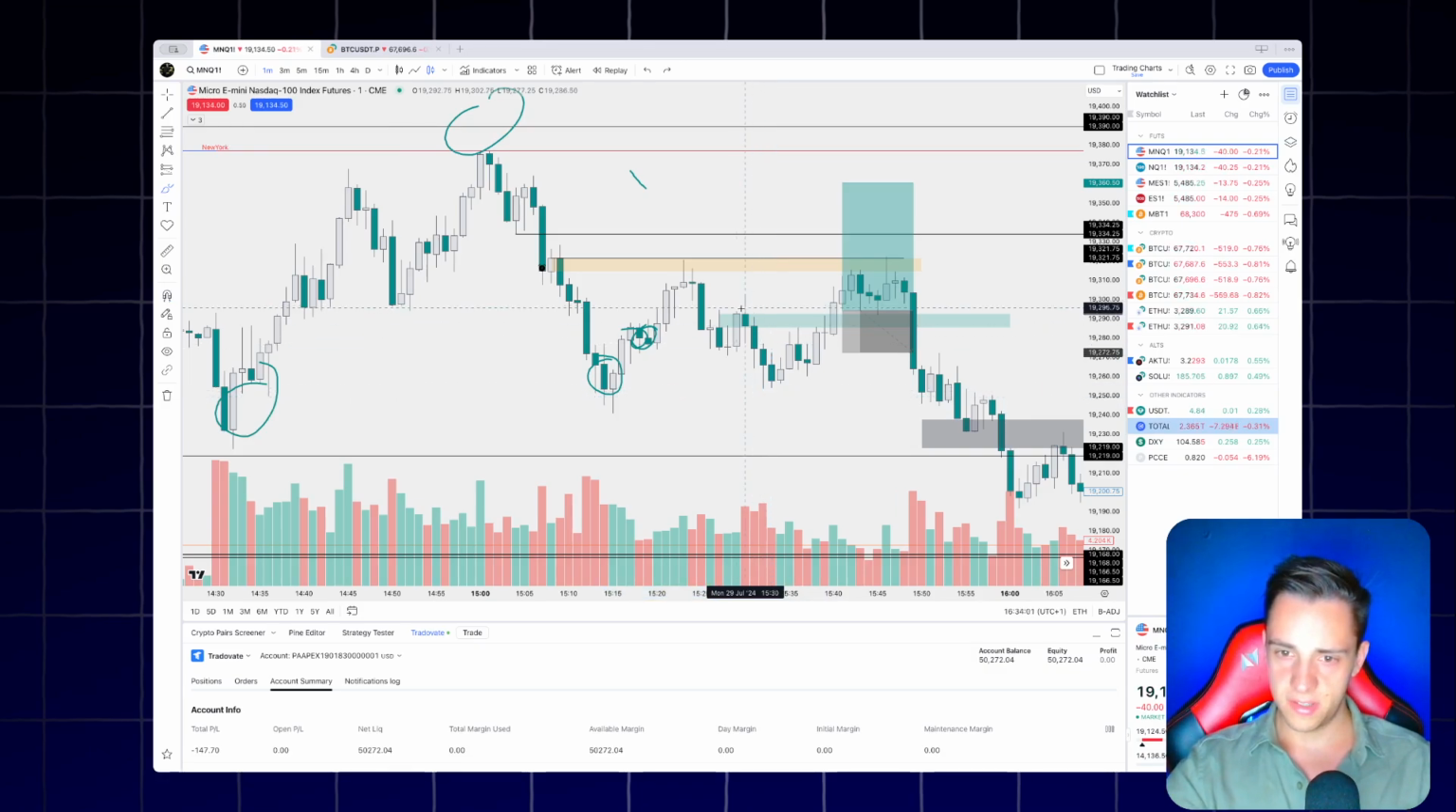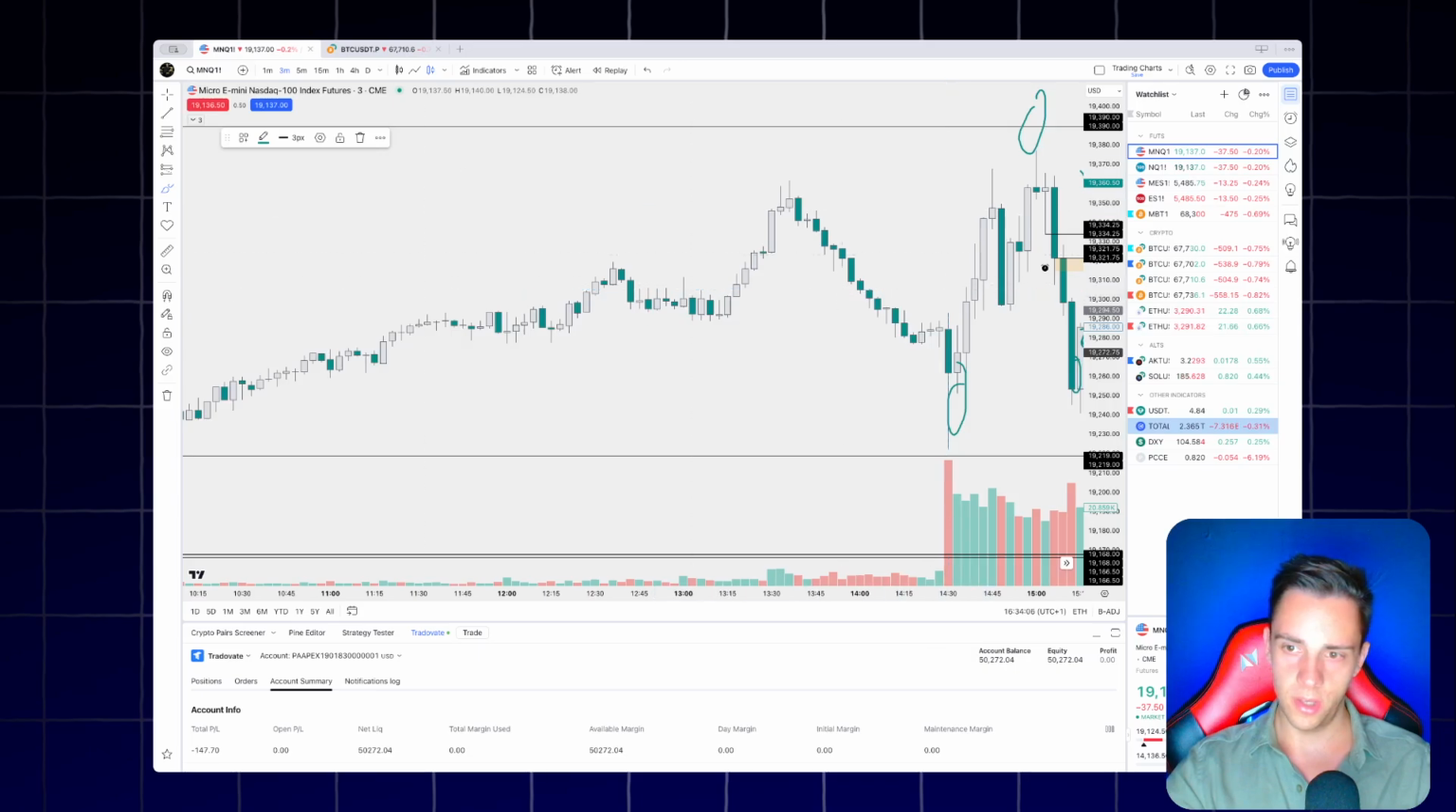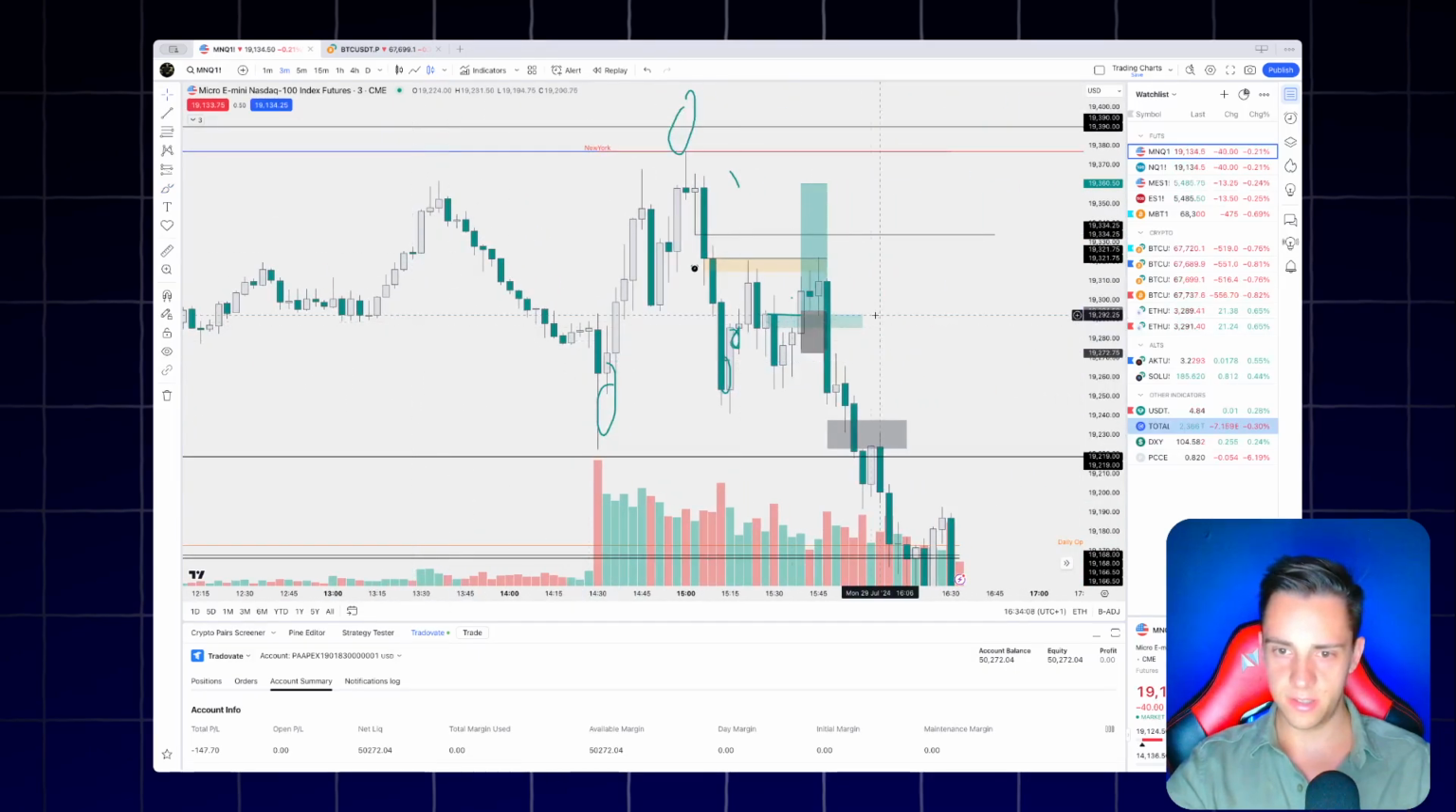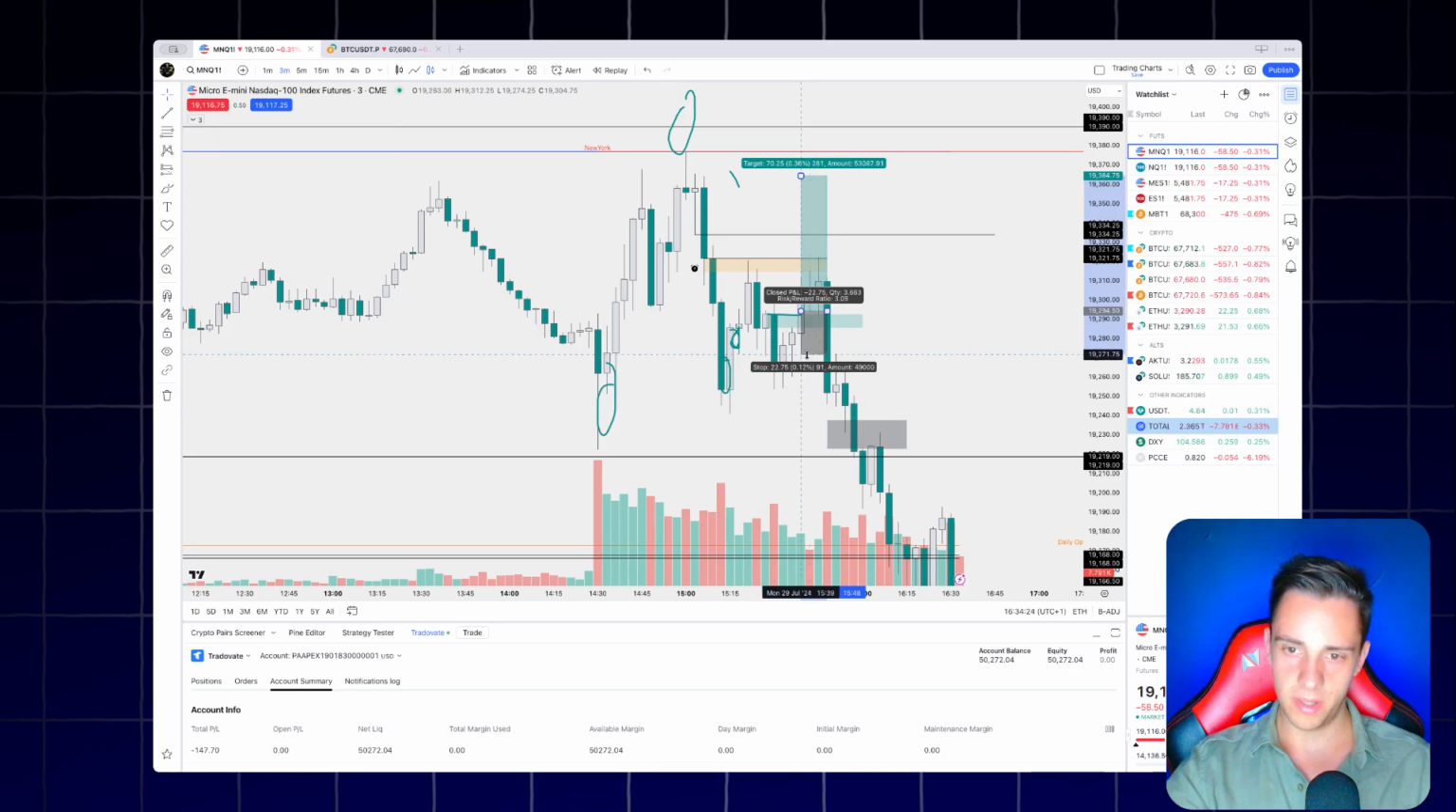So price ends up breaking this structure. I go on the 3-minute chart and I see this. This is an order block aligned with a breaker block aligned with a fair value gap. And I said, perfect, this is my entry setup right here. I'm going to enter and I'm going to target these highs right here, and I'm going to put my stop a little bit below it. So this was the initial trade.